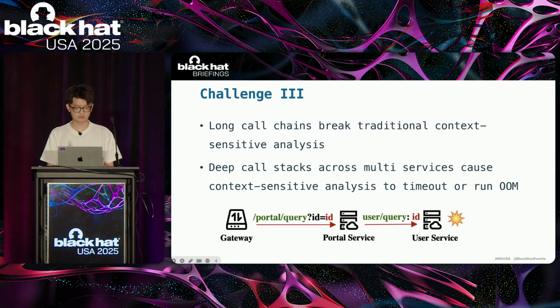The last big problem comes from the long call chain in microservice apps. User input can pass through several layers and many different services before it finally reaches a sensitive operation. Traditional analysis methods often struggle with these steps because they either take too long or run out of memory. This means that deep and complex data flows might never get fully checked, so some risks are still hidden.